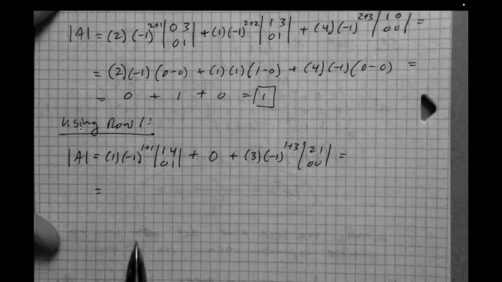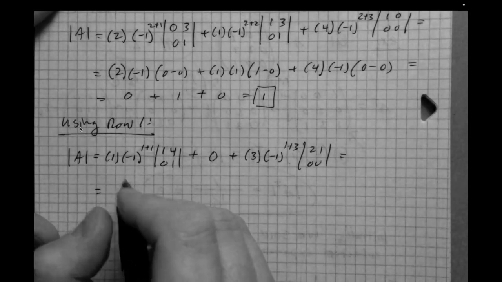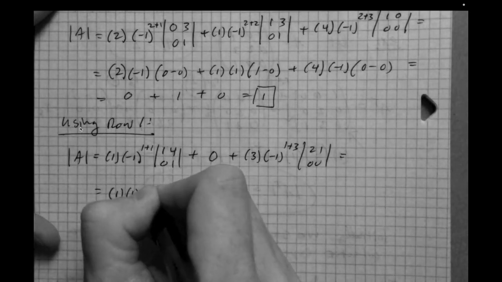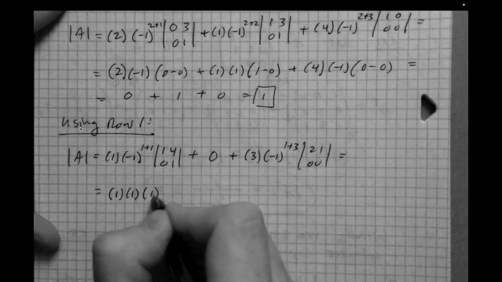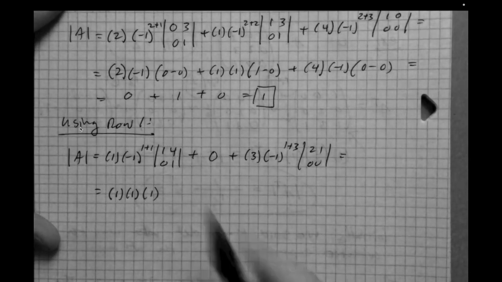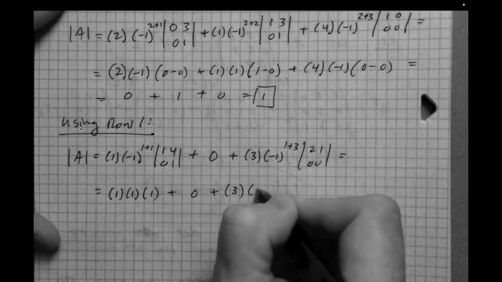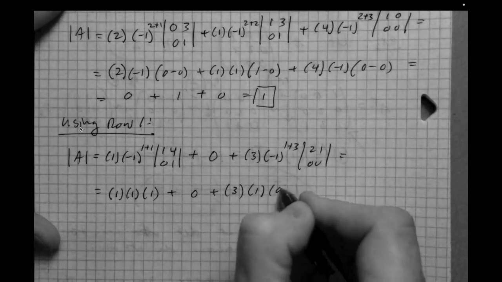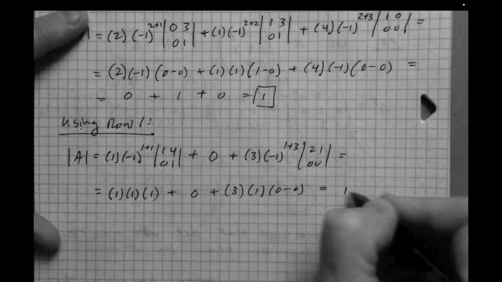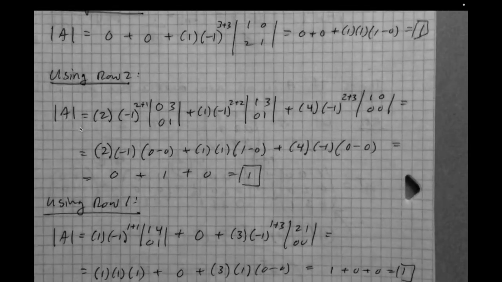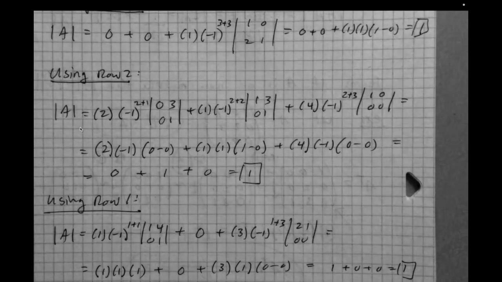Okay, and we can go through this, and what do we get? We get 1, 1, and then 1. Well, 1 minus 0 here, but I just wrote 1. That's okay though. And then here I get 3, and then 1, and then 0 minus 0. Okay, so you can see that this is 1 plus 0 plus 0, so again 1. Okay, so we've shown that across all 3 rows, the cofactor expansion, totally different in each case, yields the same value for the determinant.